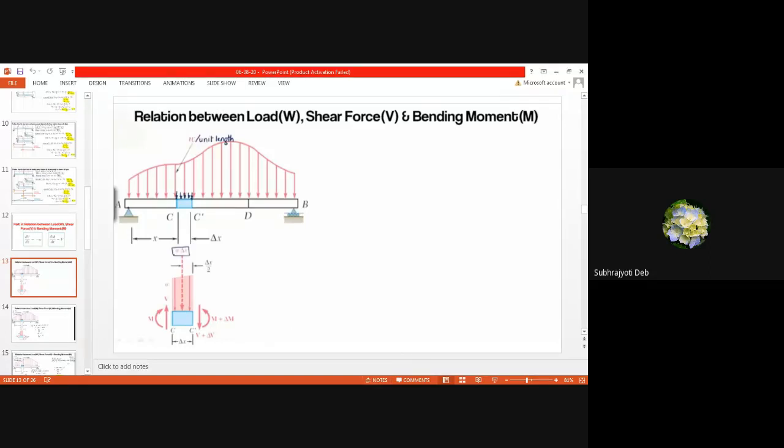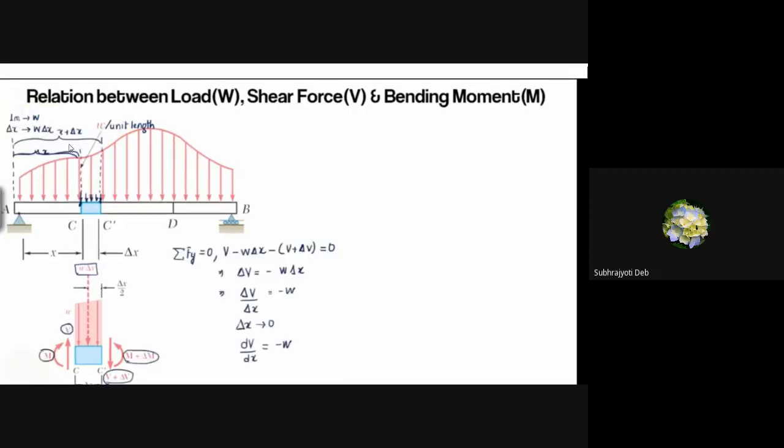Okay. So see this figure here. This is a simply supported beam with a UDL. UDL means uniformly distributed load. This is W per meter. So this is your point support 1, that is A, and this is B.